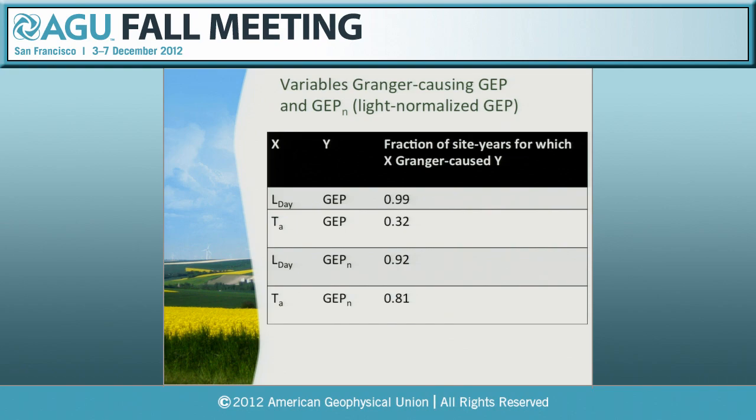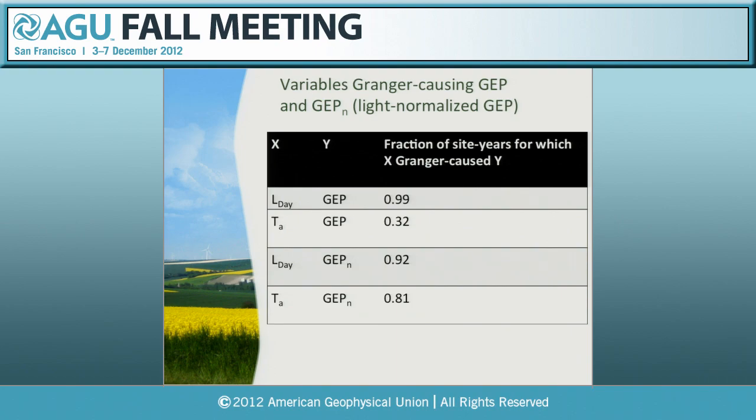So I asked first, can we perform a Granger causality interpretation of the information that's contained in the day length time series or the air temperature time series as the gross ecosystem productivity, or gross ecosystem productivity normalized by total light, are responding to these drivers? And, as you might expect, almost all of the time, day length Granger causes GEP, but only at about a third of the sites does air temperature directly control that.